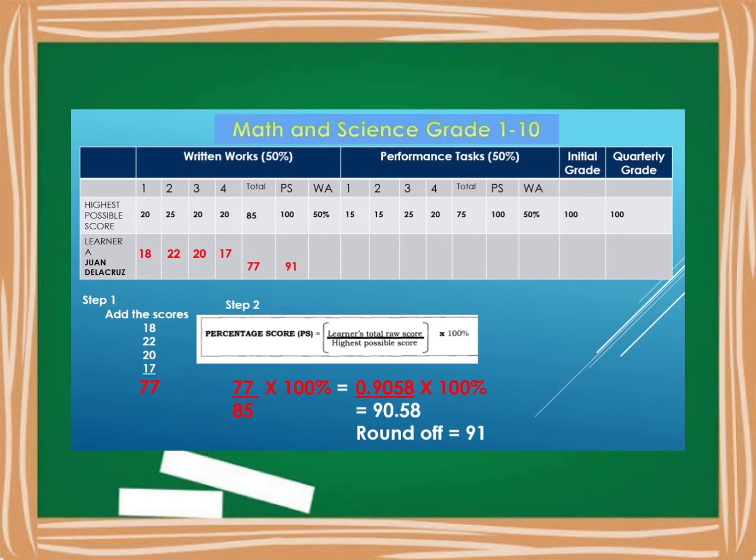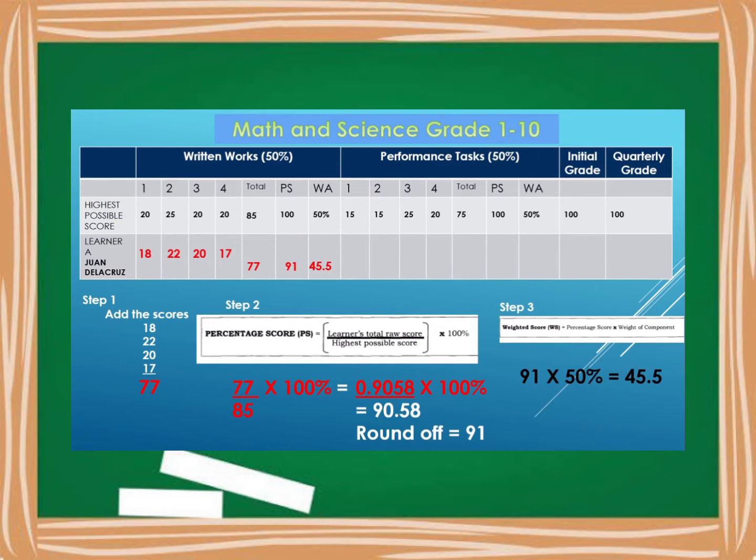Para naman makuha natin yung WA, that is step 3, imumultiply lang natin ang weighted score, percentage times weight of the component. Since Math and Science ang example natin, ang written works ay 50%. So yung 91 saka 50%, imultiply lang natin at ang makukuha natin ay 45.5. Ilalagay natin ito sa tapat ng kanyang pangalan. Yan ang pagkuha ng written works.